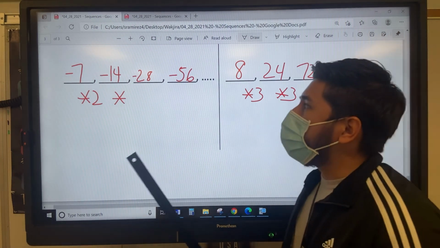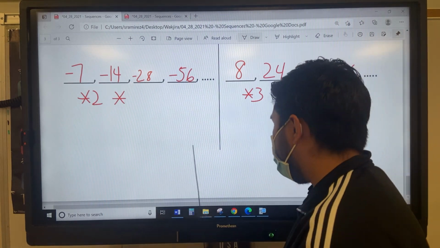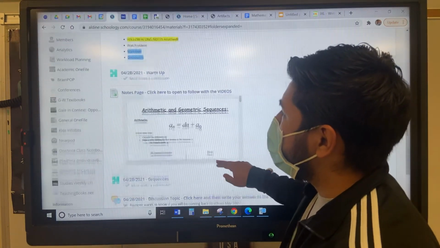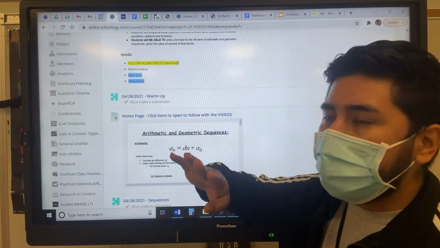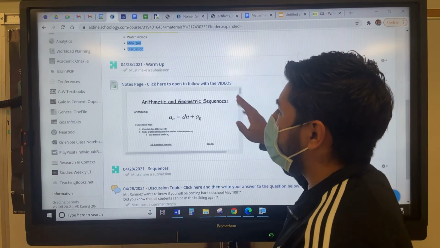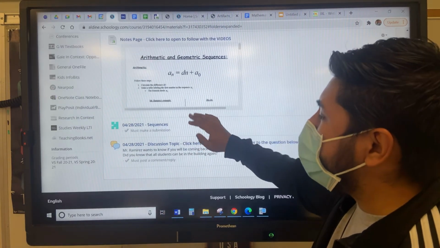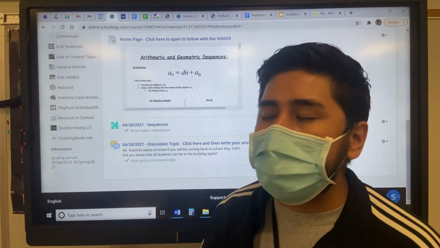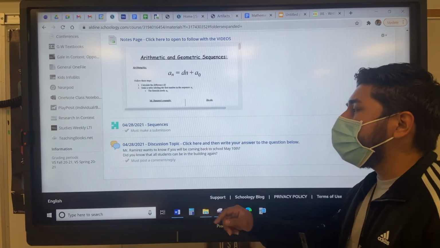One thing real quick, don't forget, after you do this lesson, you do have a couple things to do. Remember, you're going to do that warm-up. That warm-up's only 4 questions, very simple. You're already following along with the notes, and you're doing the 2 mandatory sequences quiz and the discussion after that.